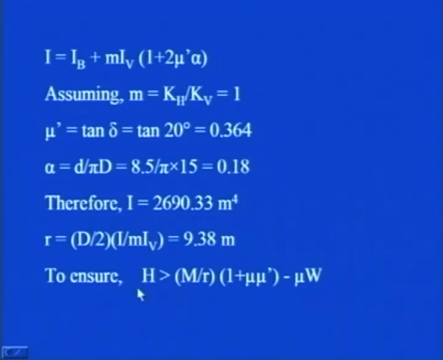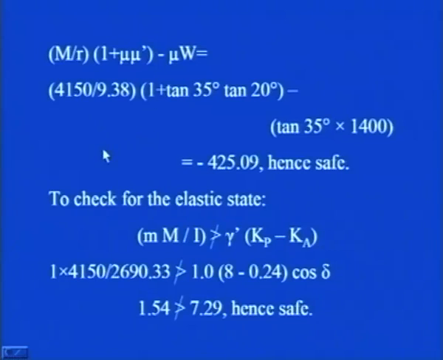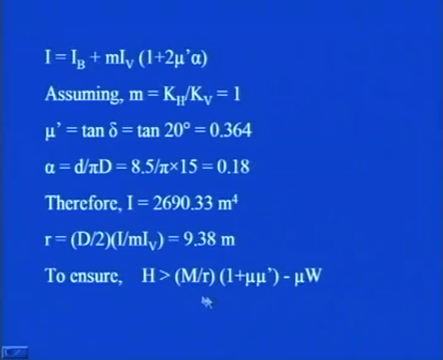Now, as I told you in step 3, you have to ensure this condition, that H has to be greater than M by R(1 + μμ')/(μ − μW). So, for this I am first going to tell you how you have calculated this value, and the value of H has already been given to you. So, then you can provide a check.